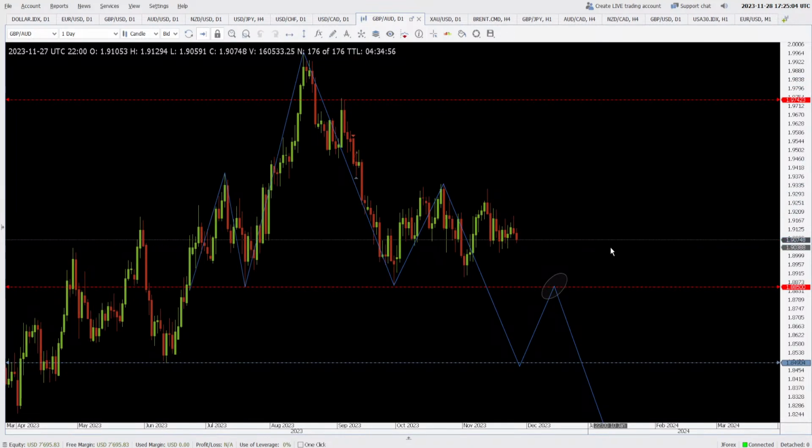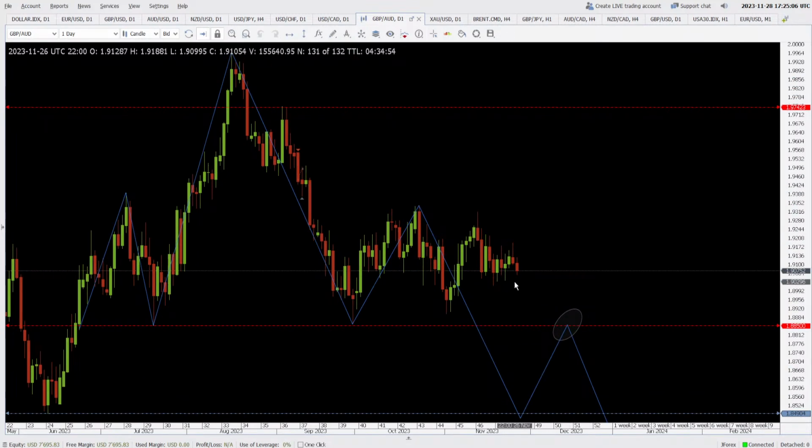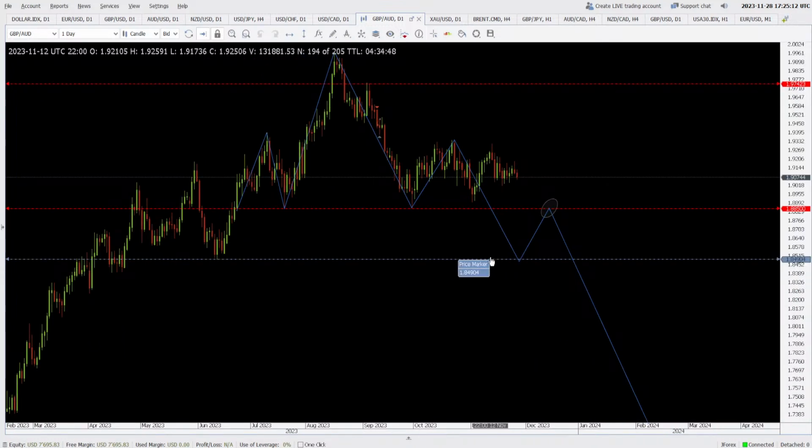Pound against the Australian dollar. Although the pound is going good, I am expecting more upside for the Australian dollar. Therefore, I'm expecting the price to break below 1.8850. This is only my expectation. It can be my trade of the year, but I'm expecting the pound to break down very soon. Let's see how things unfold, or otherwise I'm expecting the Australian dollar to rise very soon.